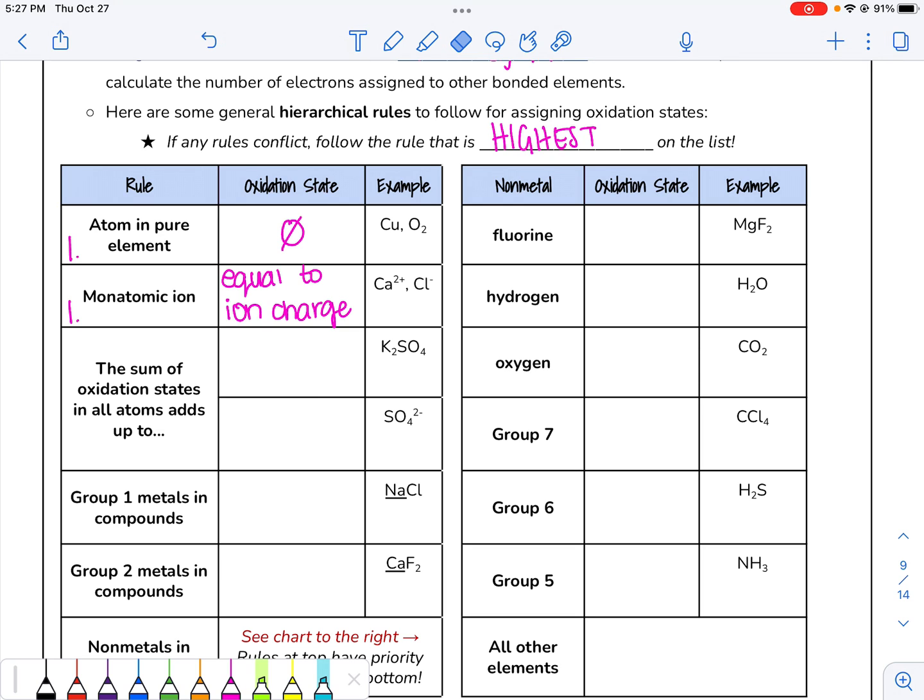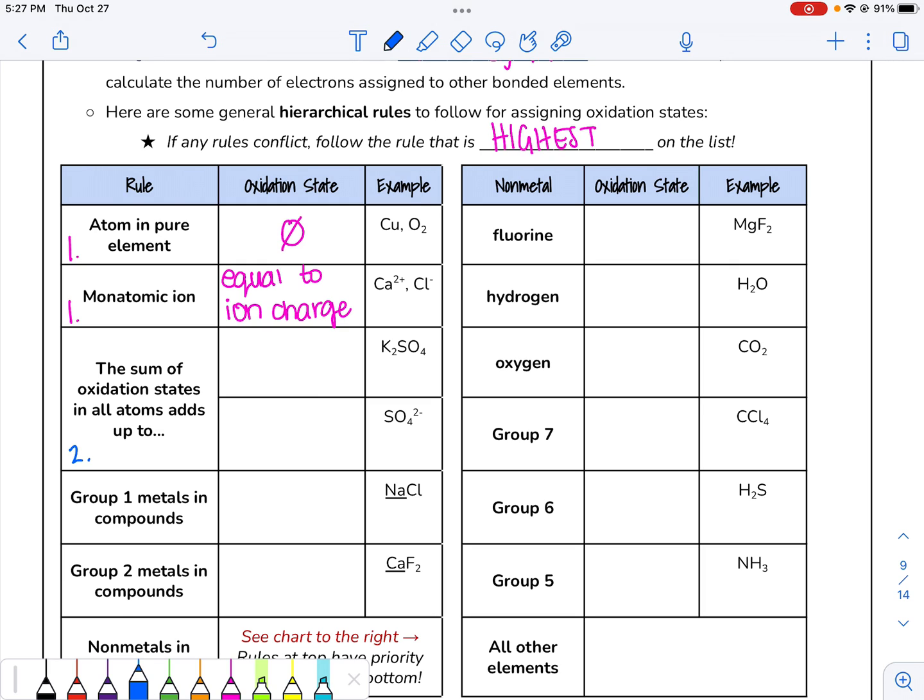Oxidation states are not necessarily the same thing as charges. They're a hypothetical charge. It's not like something is actually an ion and carries this electron charge on it. They're still bonded in a neutral compound. We're just determining how much of the electrons are on that atom in the compound.